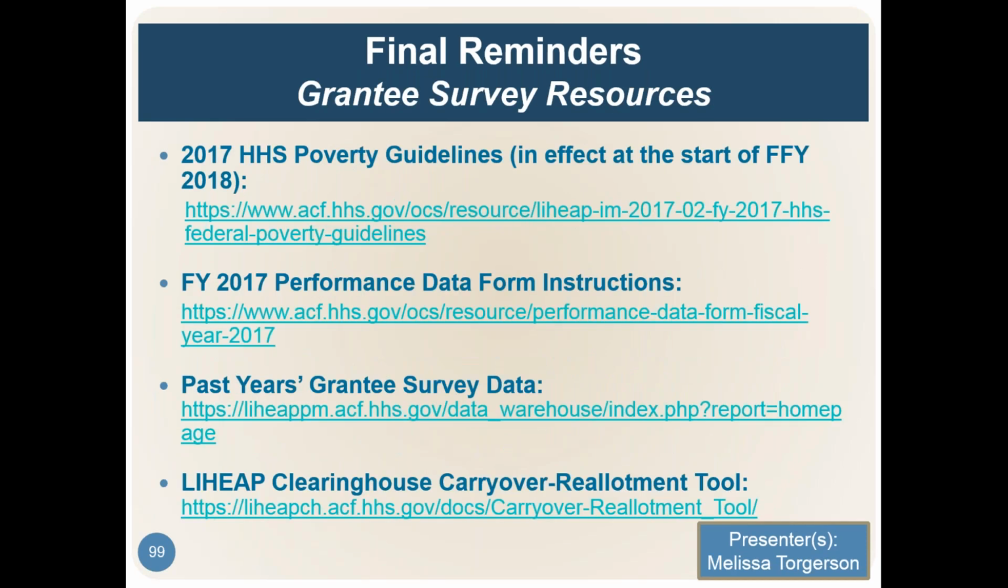There are lots of resources for you to use. We've included several links, including the poverty guidelines for those maximum thresholds, the performance data form instructions from 2017. Remember, nothing's changed from 2017, so you can use this to get started. Past year's grantee survey data is helpful, and that's on the data warehouse. And the clearinghouse carryover reallotment tool is really awesome. I encourage you, for those of you who might be struggling with that concept, to use this tool to figure out what's carryover and what's reallotment.